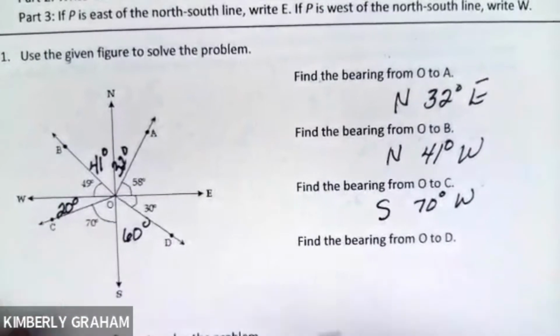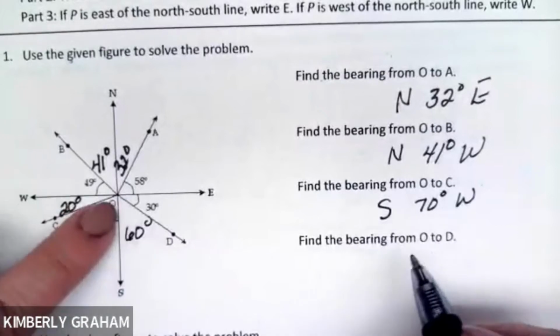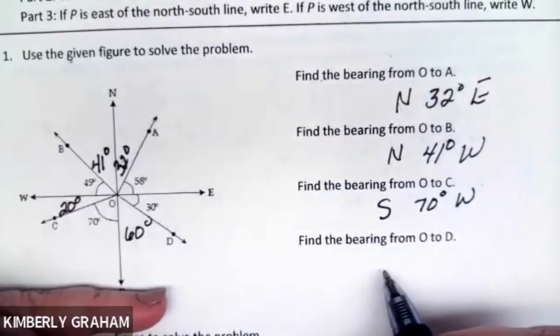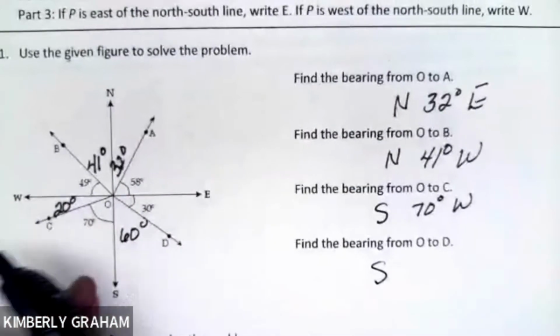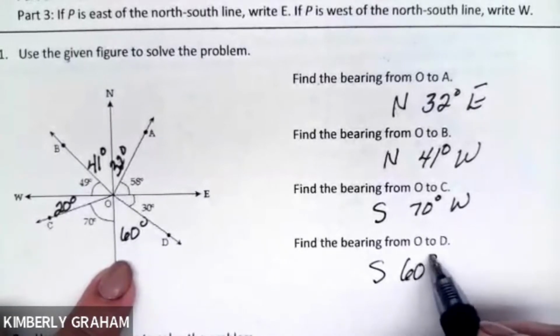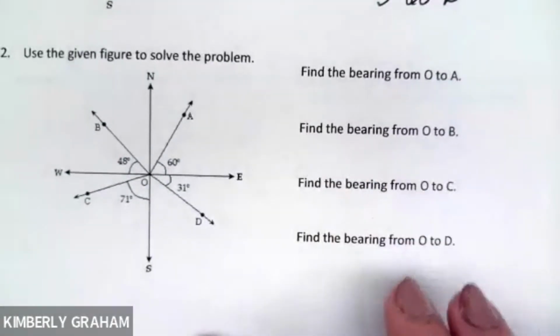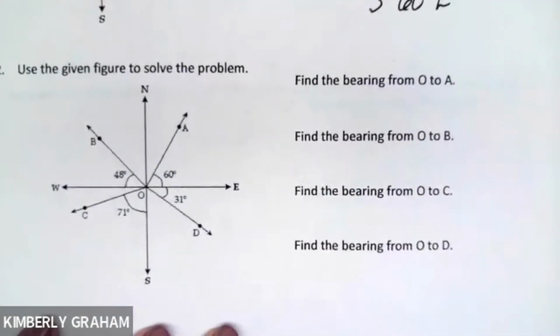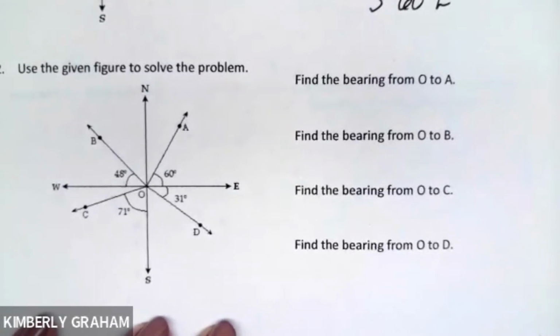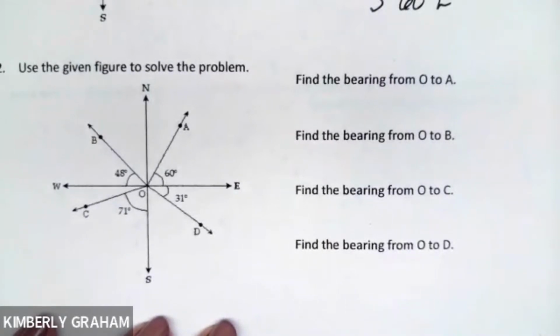Okay, so to go from O to D, start off with O. I'm below the line, so I'm looking south, and then I'm going to turn 60 degrees toward the east, and then that will give me the direction of where point D is. Questions with that? Okay. Let me give y'all a second to try to name these points or these bearings on this next graph.